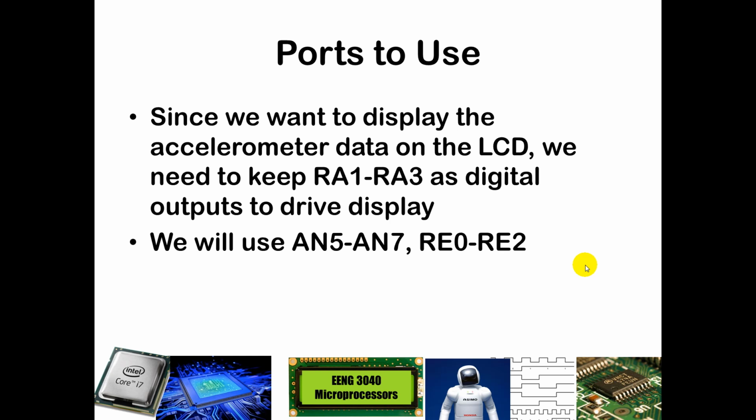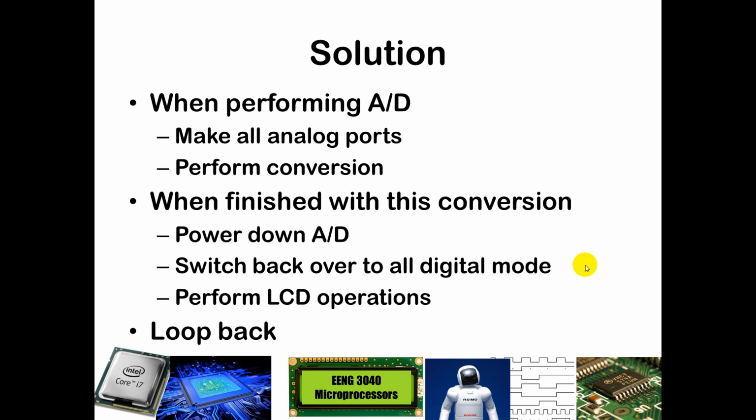So how do we go about solving this problem? Well, what you're going to do is configure all of your analog ports and perform the conversion, and then after you do all of the conversion on all 3 of the axes, you're going to turn off the A to D.